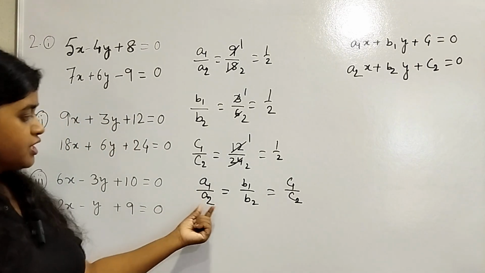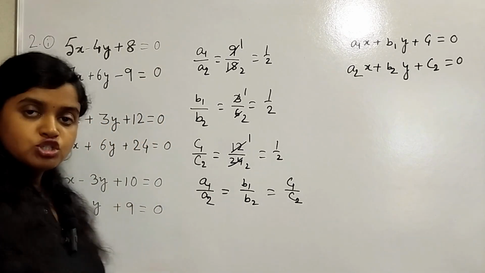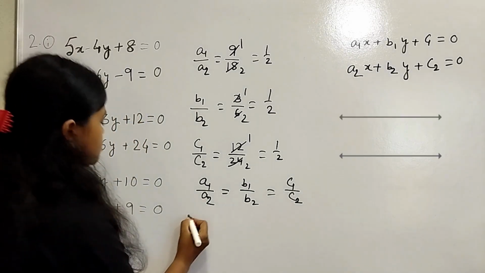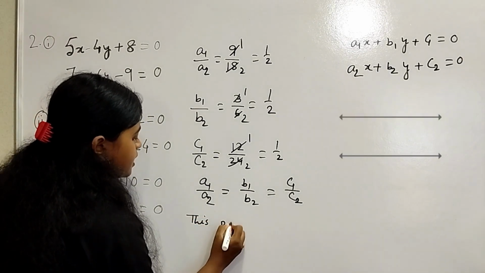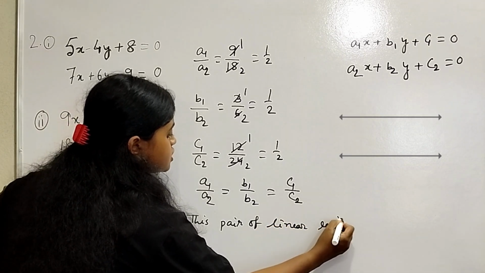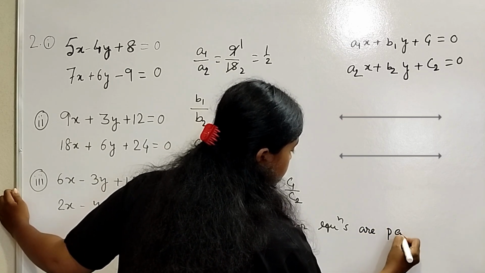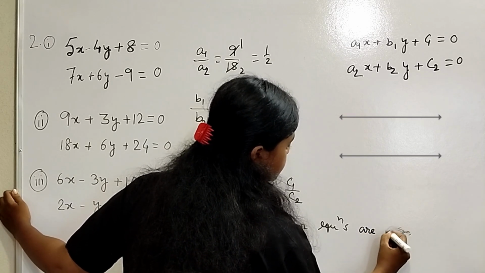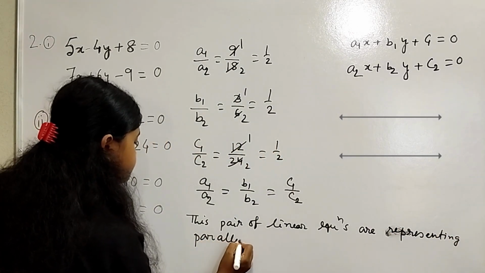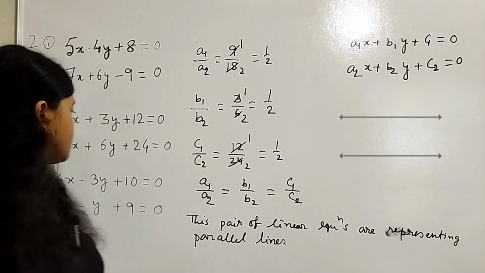So this condition says that this pair of linear equations has no solution and the graphical representation is parallel lines. So this pair of linear equations is parallel, representing parallel lines. So this is the required solution for question number 2.